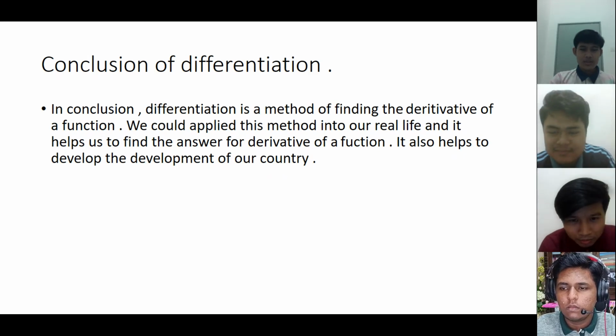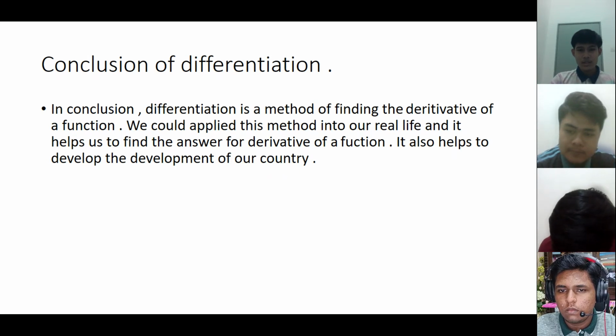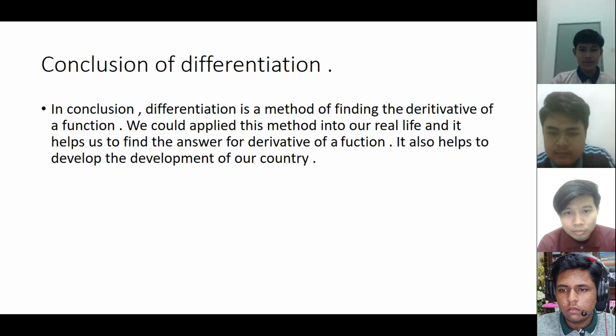In conclusion, differentiation is a method of finding the derivative of a function. We could apply this method in our real life, and it helps us to find the answer for the derivative of a function. It also helps the development of our country.